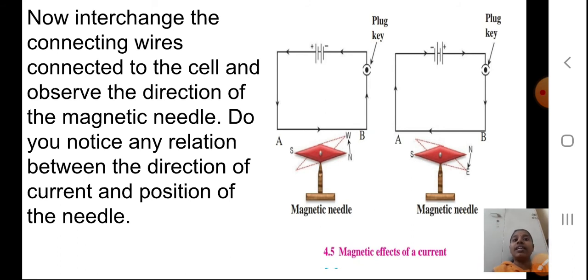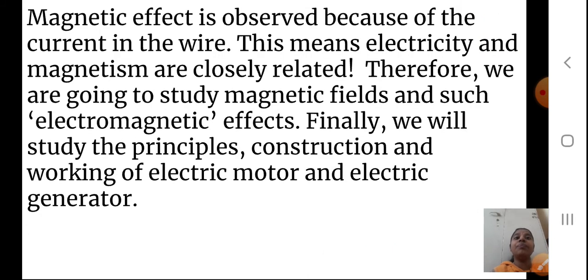Now interchange the connecting wires connected to the cell and observe the direction of the magnetic needle. Then I will interchange the direction of the connecting wires. Do you notice any relation between the direction of current and the position of the needle? Yes, the magnetic effect is observed because of the current in the wire. There is a deflection in the needle. Okay, students, this means electricity and magnetism are closely related.